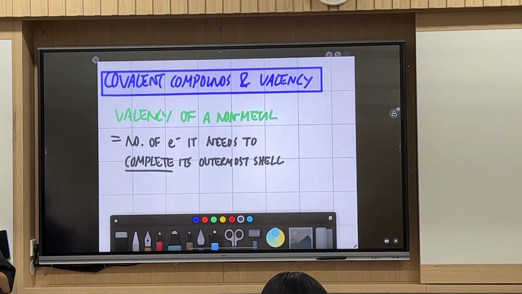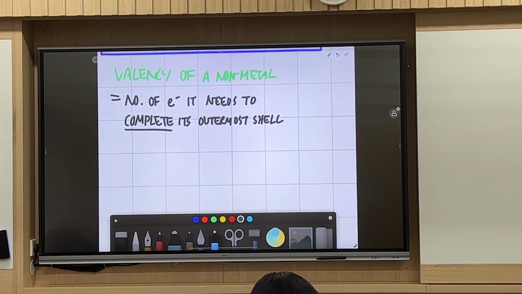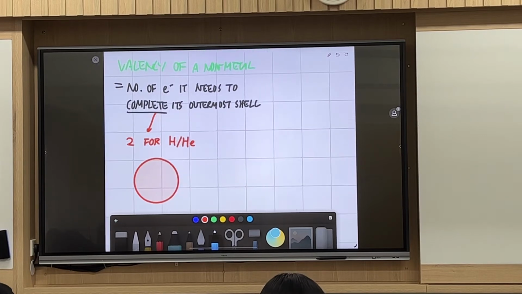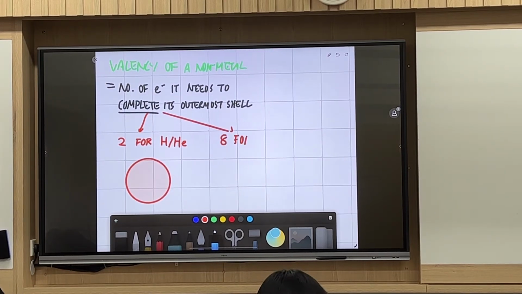Remember what makes a complete outermost shell? For helium, how many electrons does it need in its outermost shell? Helium will be 2, but for any other atoms, it will be 8. So when you want to complete your outermost shell, it will be 2 for hydrogen or helium, because they have only one shell, and 8 for other atoms than H or He, because they have more than one shell.